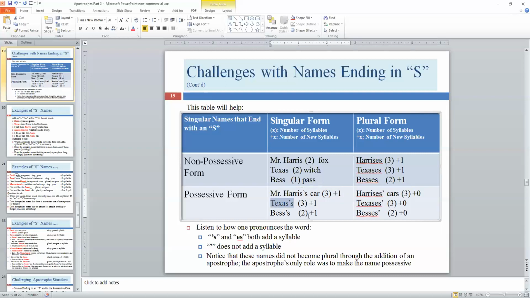They're all distinct. The apostrophe tells us everything we need to know, so we know by looking at it, this word is plural and possessive. This is singular and possessive. This is plural, not possessive.